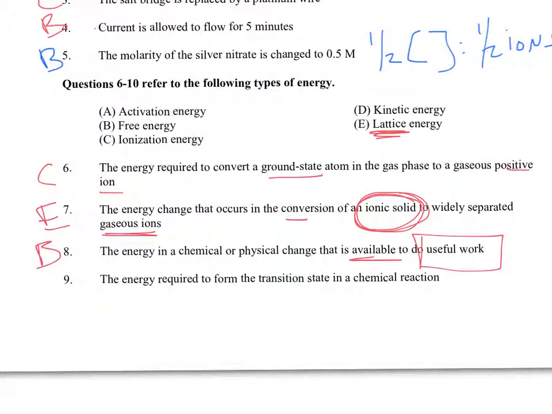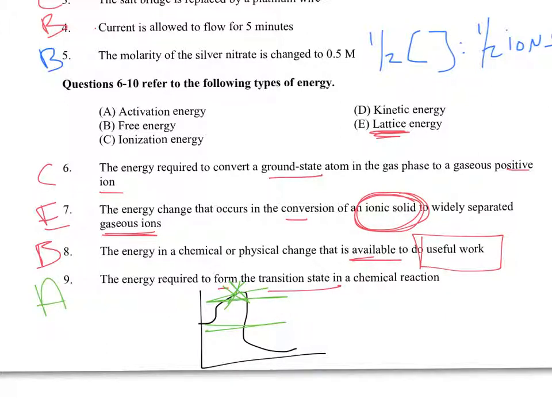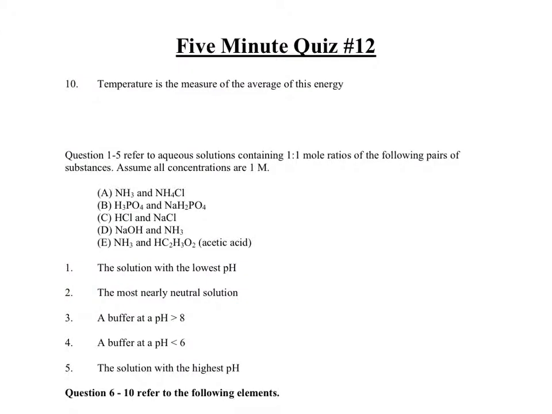The energy required to form the transition state in a chemical reaction. Remember, the transition state is where on a thermo graph? The very, very top. What part of the graph is that? That's the activation energy part, so it's got to be A. Does that make sense? Okay. Temperature is the measure of the average kinetic energy. Remember I told you that kinetic energy is equal to temperature. They have to be directly proportional. Okay, all right, so let's look at the next one.